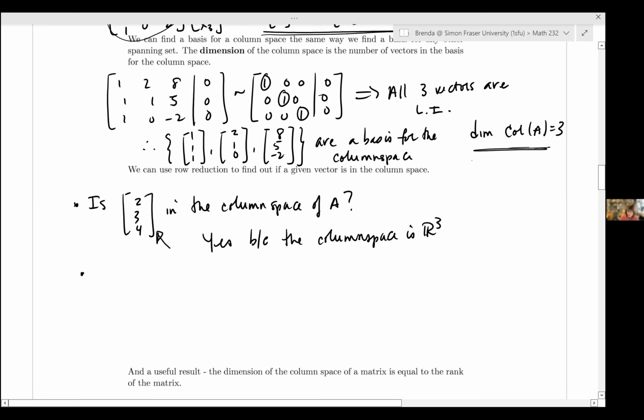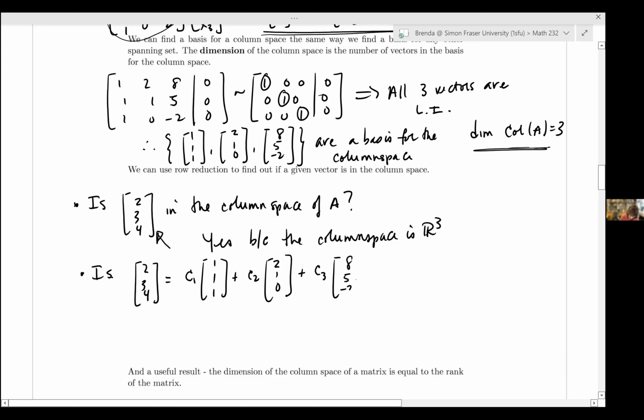You might sometimes be able to tell just given what you already know about the column space. Maybe you don't, then there's the bulletproof, slightly longer method of doing this. The question is, is this vector in the column space? The question means, is (2, 3, 4) equal to C1 (1, 1, 1) plus C2 (2, 1, 0) plus C3 (8, 5, -2)? Can vector (2, 3, 4) be made out of a linear combination of the vectors in the column space?